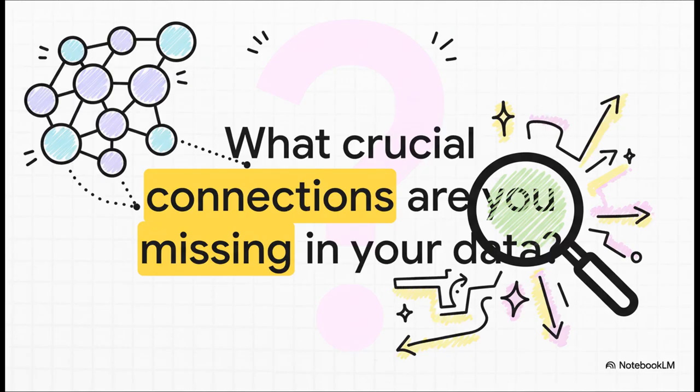So I want to leave you with this final thought. As our world gets more and more connected, the biggest breakthroughs, the most valuable insights, aren't hiding in the data points anymore. They're hiding in the relationships between them. A language like Cypher gives us a powerful new magnifying glass to finally see those connections clearly. So the only question left is, what crucial connections have you been missing?